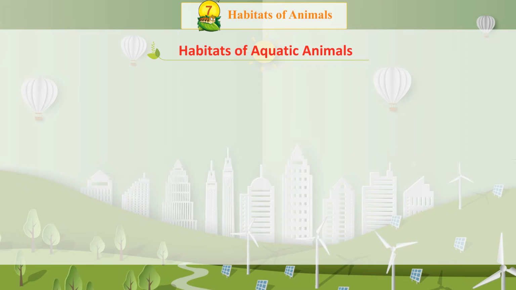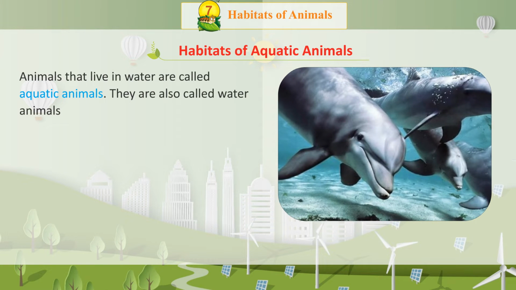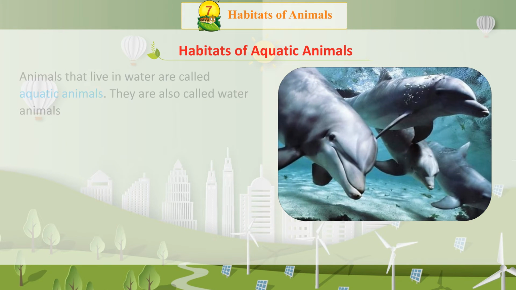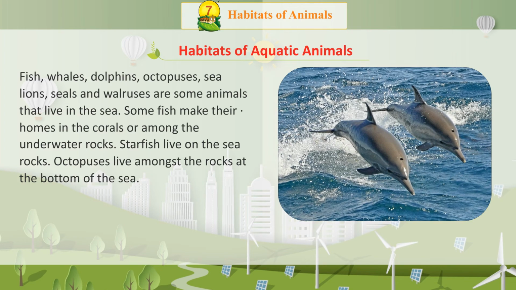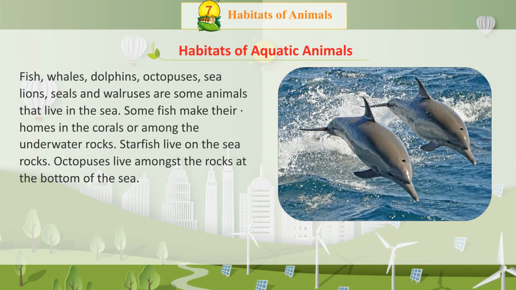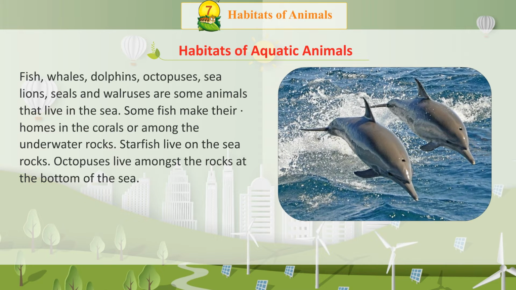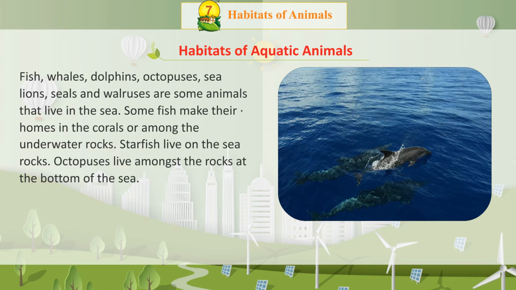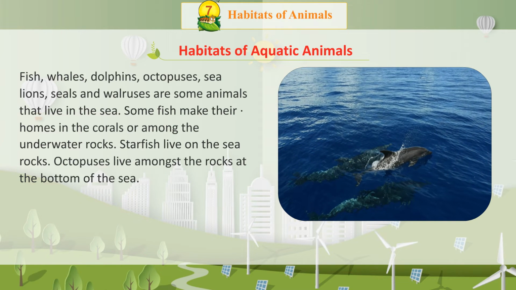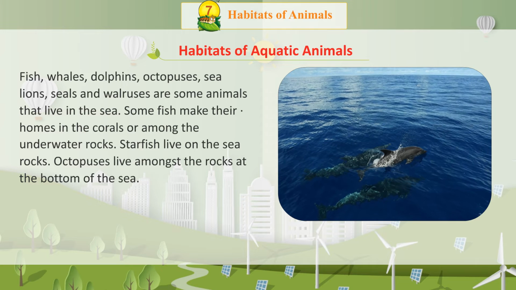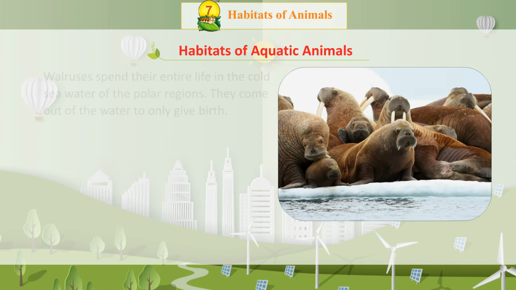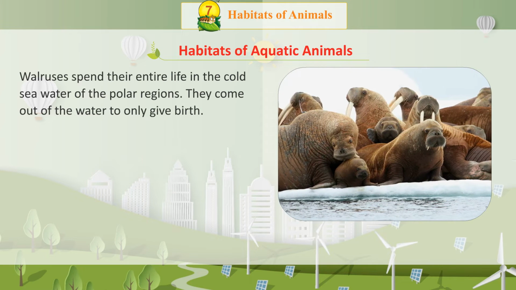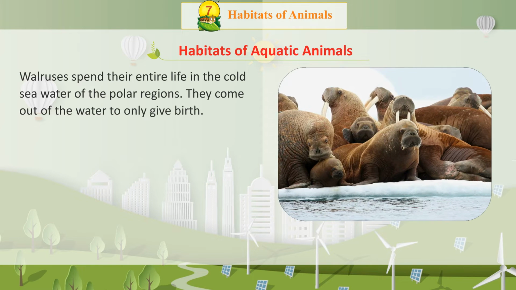Habitats of aquatic animals. Animals that live in water are called aquatic animals. They are also called water animals. Fish, whales, dolphins, octopuses, sea lions, seals, and walruses are some animals that live in the sea. Some fish make their homes in the corals or among the underwater rocks. Starfish live on the sea rocks. Octopuses live amongst the rocks at the bottom of the sea. Walruses spend their entire life in the cold sea water of the polar regions. They come out of the water only to give birth.